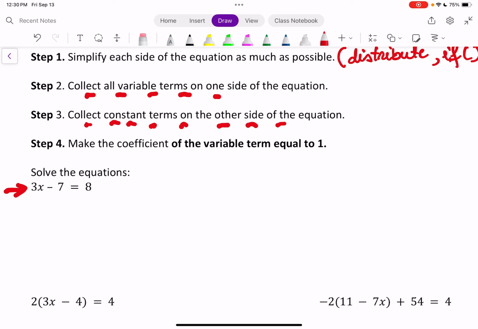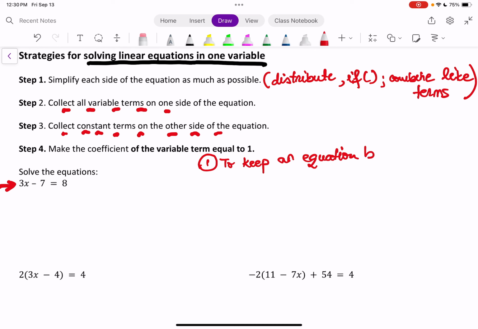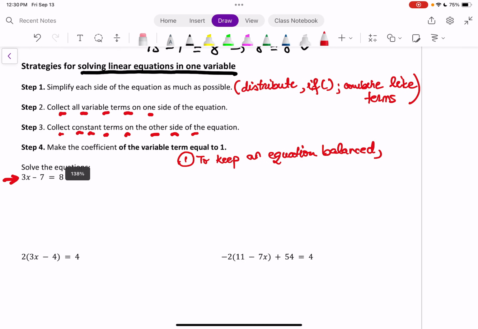How do we do that? Well, I will tell you. So, number one, it's also important to know that to keep an equation balanced, in other words same solution, whatever we do to one side, we do to the other.